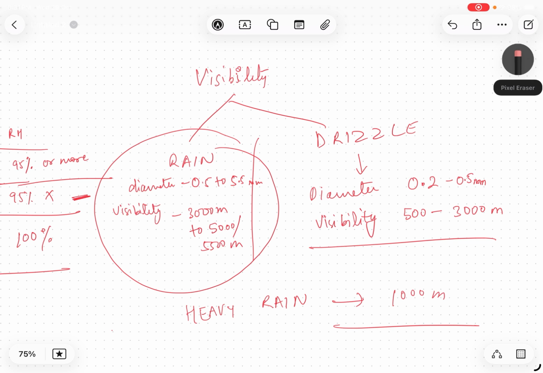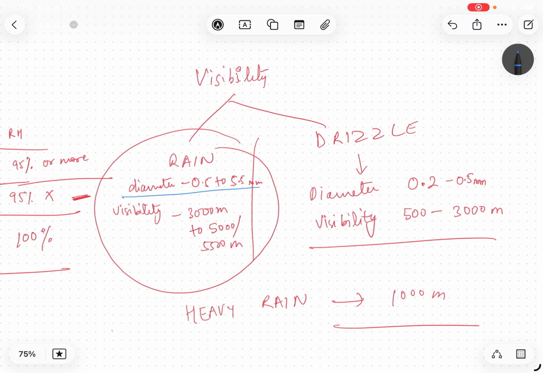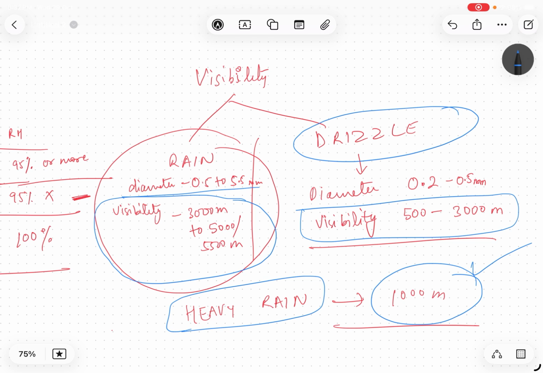ठीक है, so what is important here to note is, एक तो डायमीटर रेन का क्या है, हैवी रेन में विजिबिलिटी ये है. Visibility in the drizzle is very poor, 500 तक it can go, and visibility in rain is like that. अगर heavy rain हो जाएगा तो this. So this is main important points for the visibility.